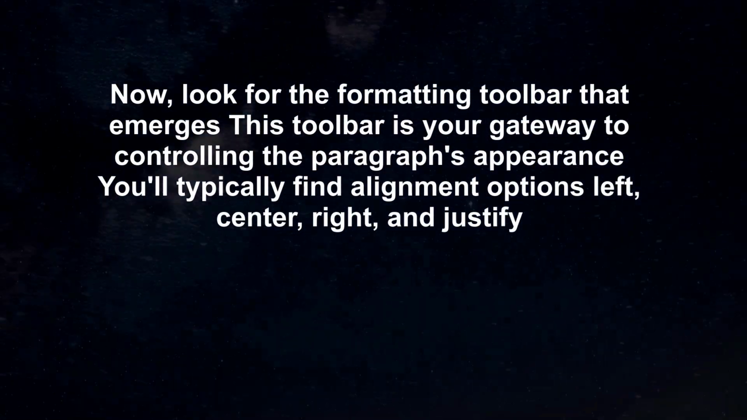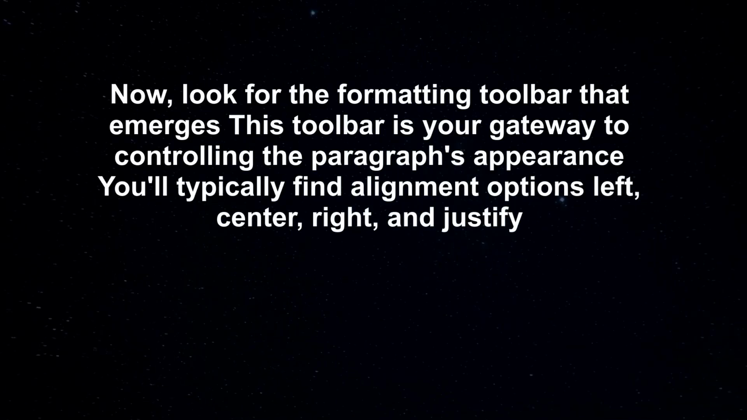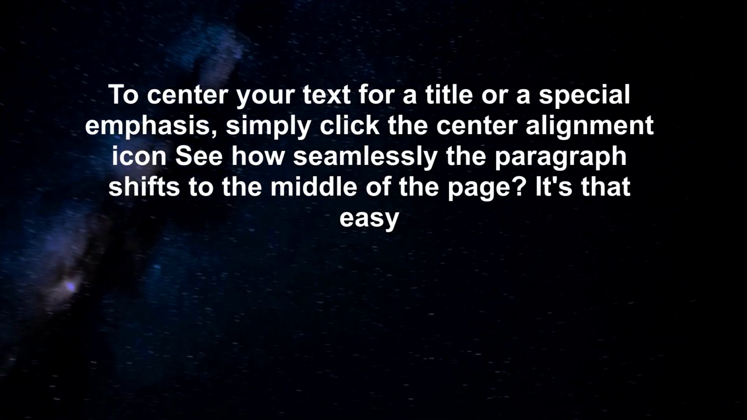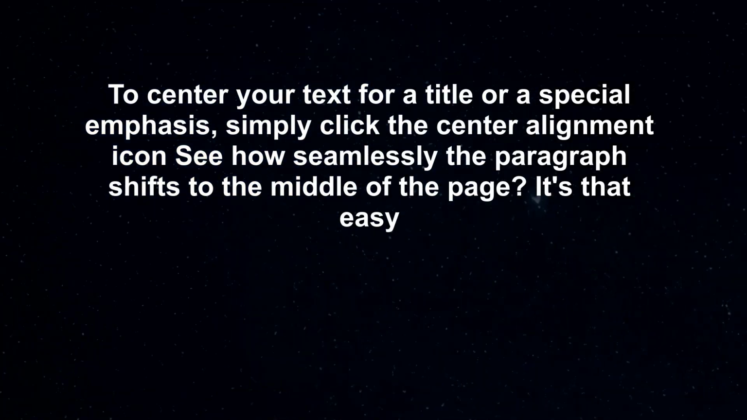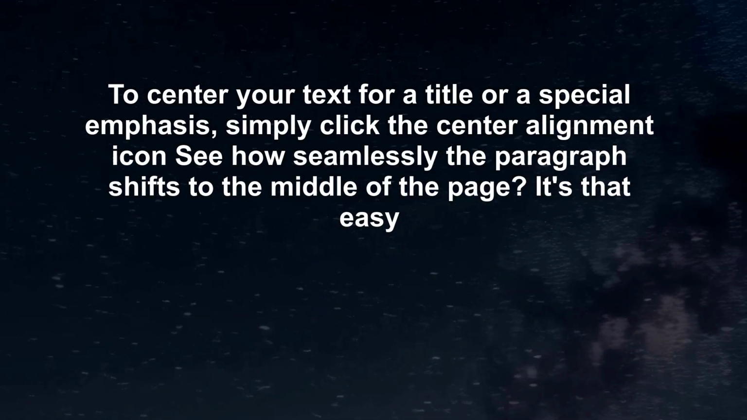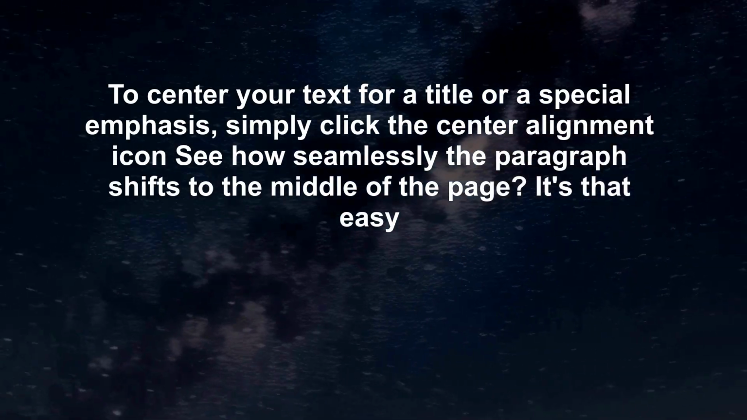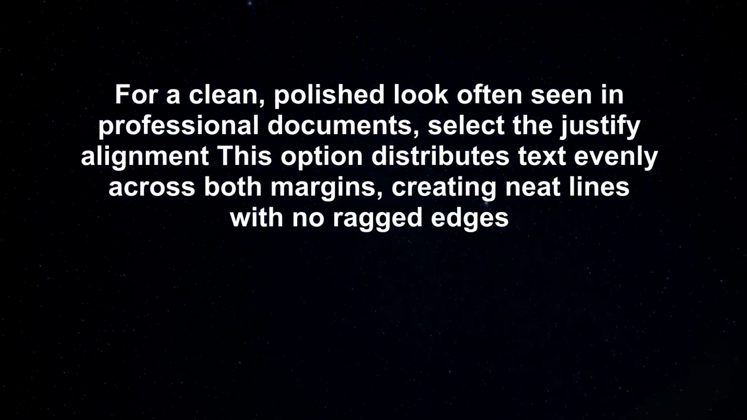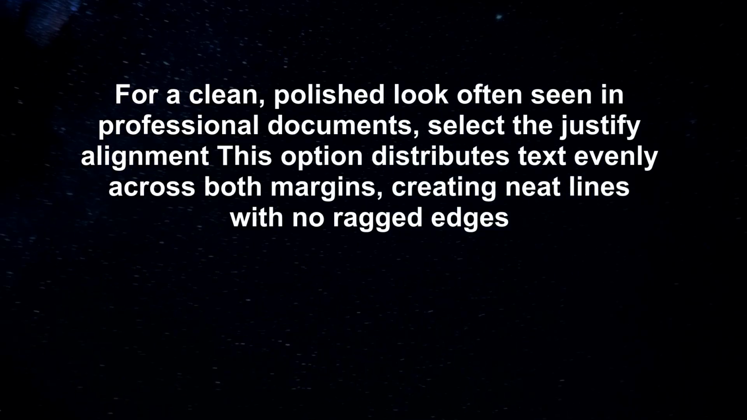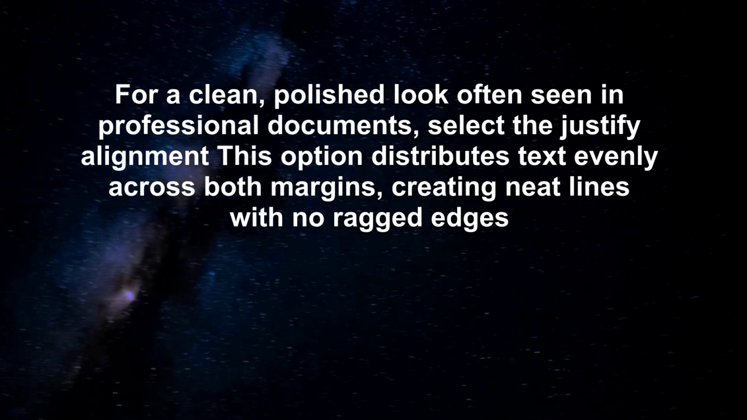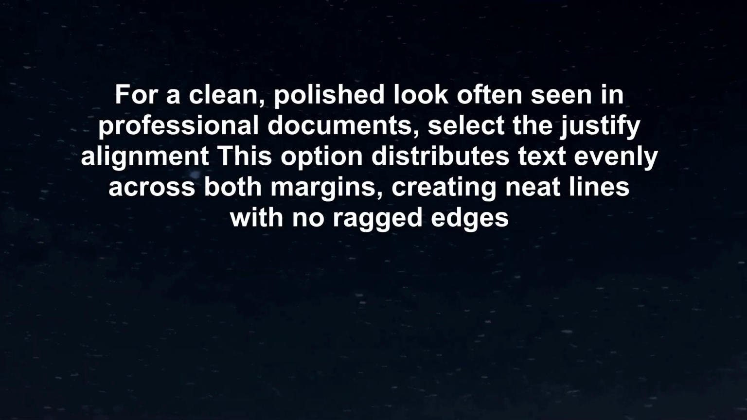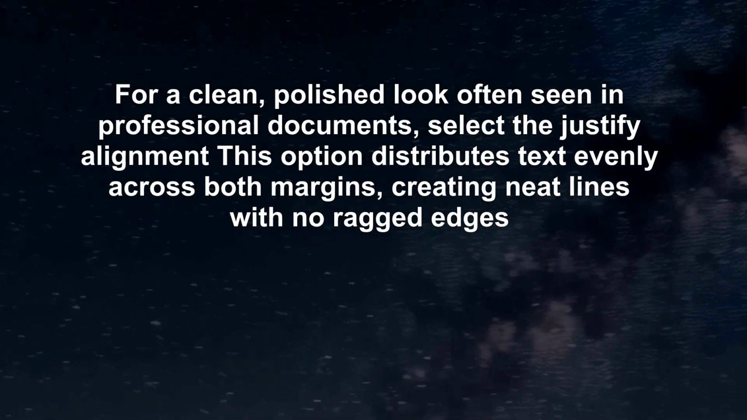You'll typically find alignment options: left, center, right, and justify. To center your text for a title or a special emphasis, simply click the center alignment icon. See how seamlessly the paragraph shifts to the middle of the page. It's that easy. For a clean, polished look often seen in professional documents, select the Justify alignment. This option distributes text evenly across both margins, creating neat lines with no ragged edges.